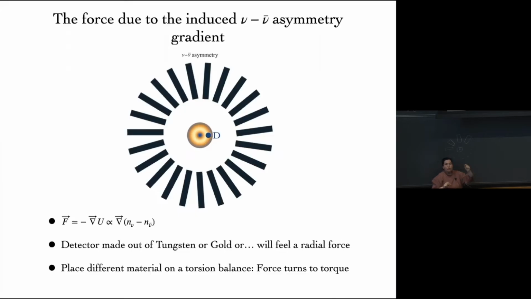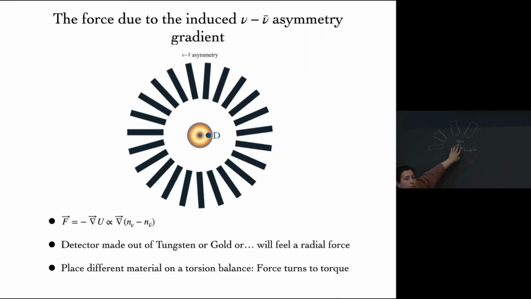Now there is a way to convert this force into a torque. The way you do it is by taking, for example, a stick, and you attach two different masses on the edges. Am I making it too small for the people in the back? It's good? Okay. So you put two different masses. One is gold, for example. One is tungsten. And because these are different compositions, they will feel different forces.